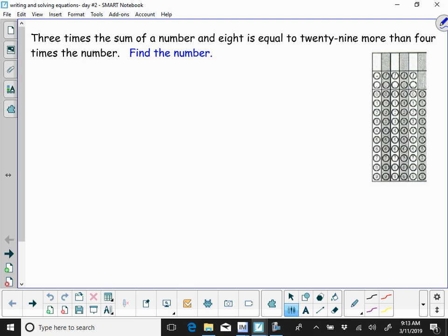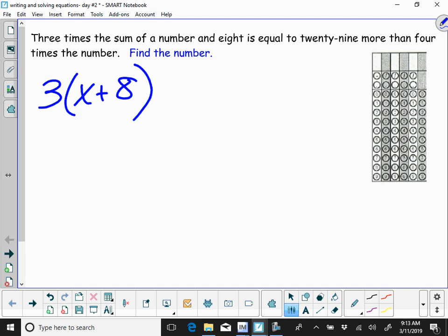3 times the sum of a number and 8. How do we start with that? How do we write that? 3 times x plus 8. Okay, how do I make it so that it knows to do the sum of x plus 8 first? Put parentheses around it, okay?